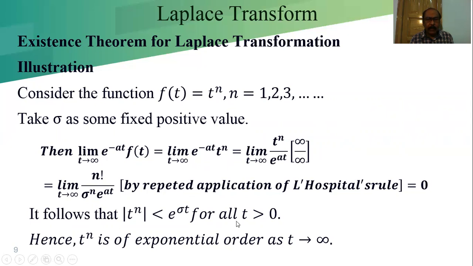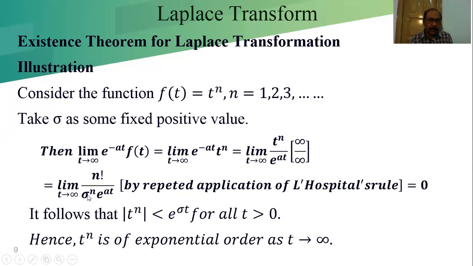So now we can apply the L'Hospital rule, differentiating this and differentiating this. If we take the n times differentiation, what we will get? We will get n into n minus 1 into n minus 2, like that it is going on up to the 1. So from that we will get the factorial n, and from each and every differentiation we will get a. So after the nth differentiation we will get a to the power n.